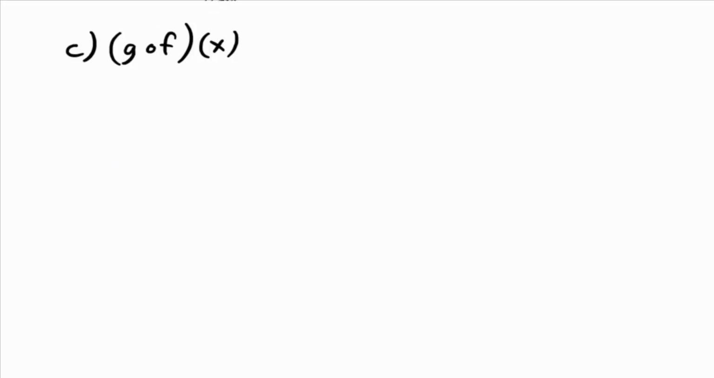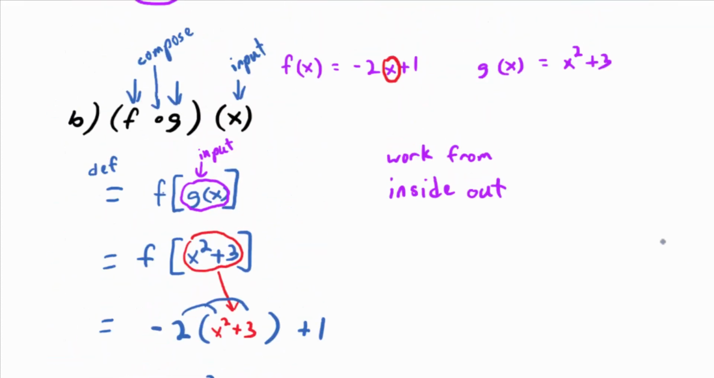So right away, write down by definition, what is g of f of x equal to? By definition, g of, now it's g on the outside. f of x is your input. So g composed with f of x is g of f of x by definition. So now your input is going to be the formula for f of x. Okay, let's remind ourselves what that was. f of x was negative 2x plus 1.